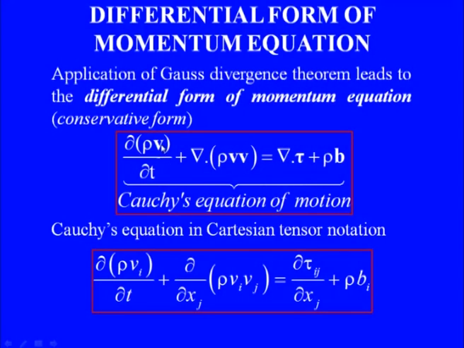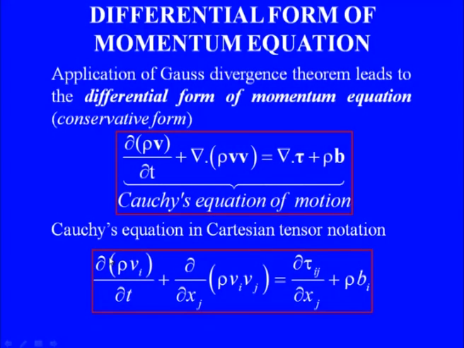Now this is what we did yesterday, that we derived the differential form of momentum equation starting from the integral form, and the first one was our so-called conservative form given by del rho v by del t plus divergence of rho vv is equal to divergence of tau plus rho b, where tau is the stress tensor, b the body force, and this equation is popularly referred to as the Cauchy equation of motion.